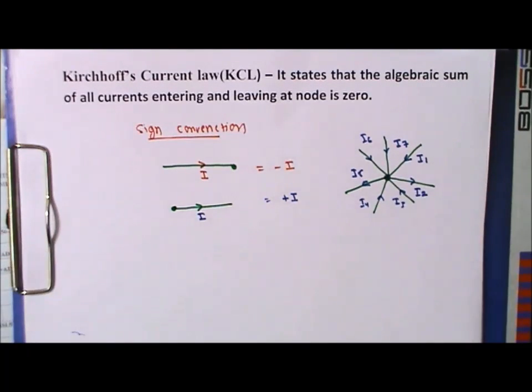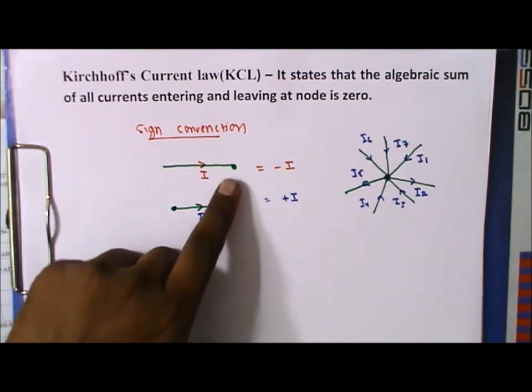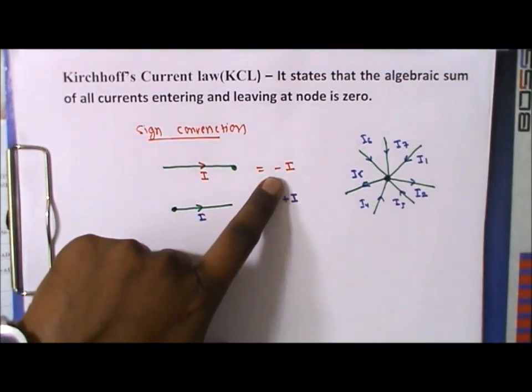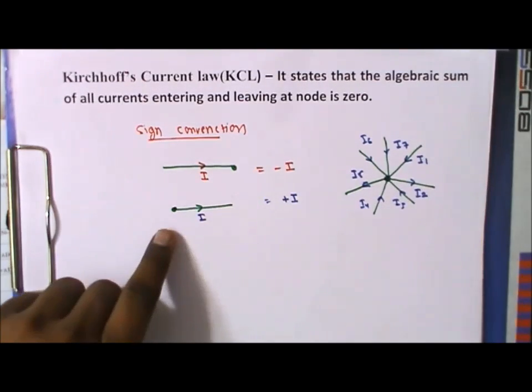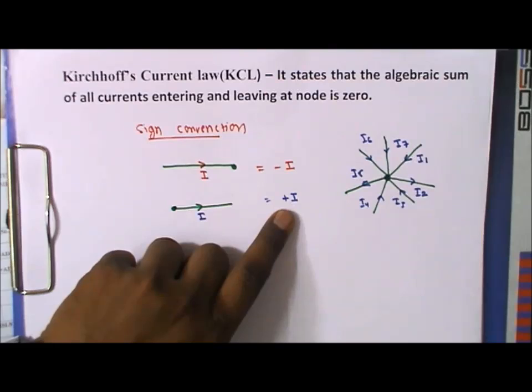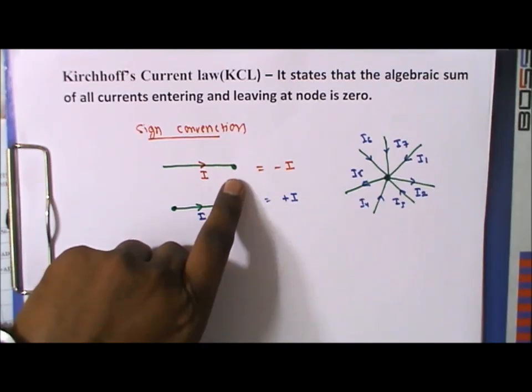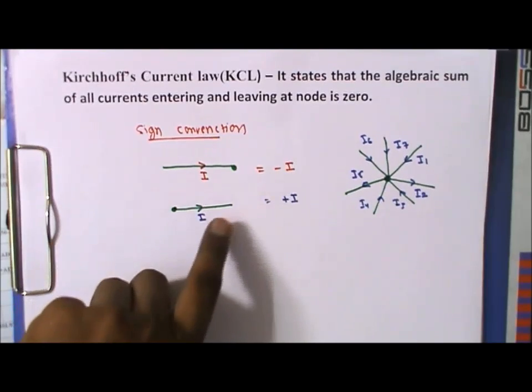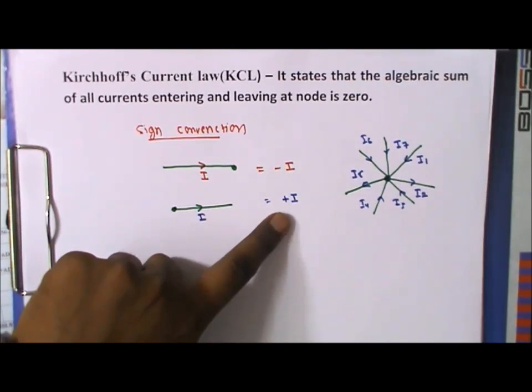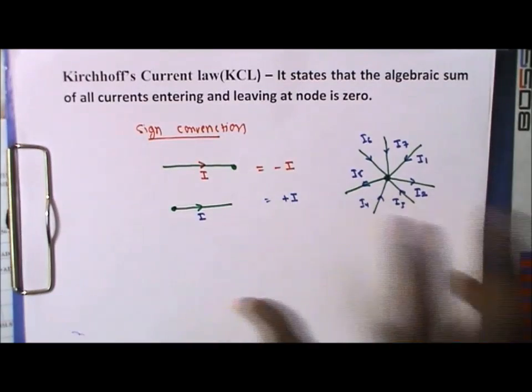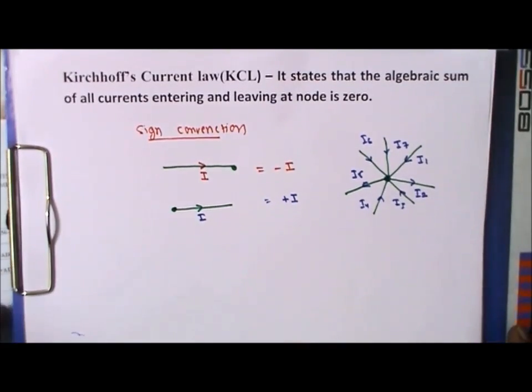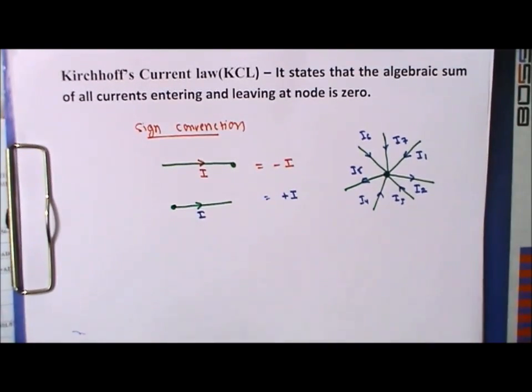You can choose the alternative, the opposite sign. Some of the books show the positive sign if the current is entering, and the negative sign if the current is leaving. It depends upon you, but my convention is that if the current is entering, it should be negative. If the current is leaving, it should be a positive quantity. So we have to find out how many currents are leaving or entering.